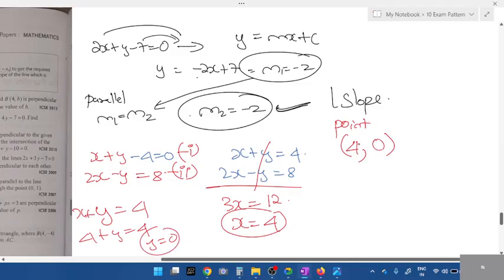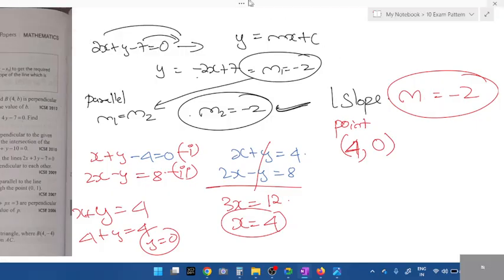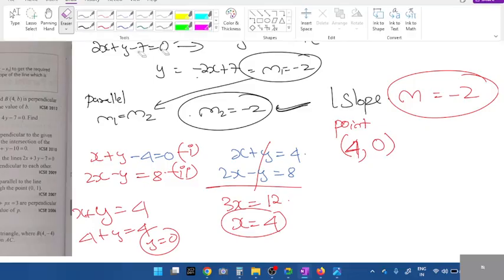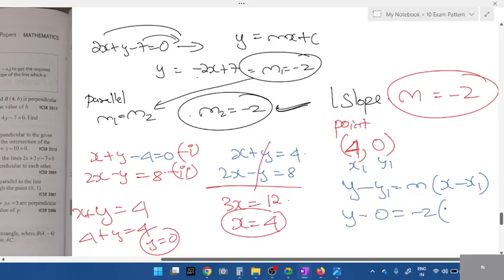Y is 0 here. So we have one slope, students. What is that one slope? It is minus 2. Don't write it as m2. We'll just keep it as m. M is minus 2 and we have 1 point. Take this as x1, y1. So the formula is y minus y1 is equal to m into x minus x1. Y minus y1 is 0, m is minus 2, x minus 4. Solve this equation, you'll get the answer. First solve it, I'll explain once again.